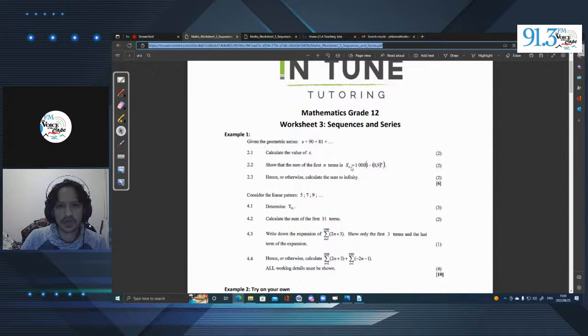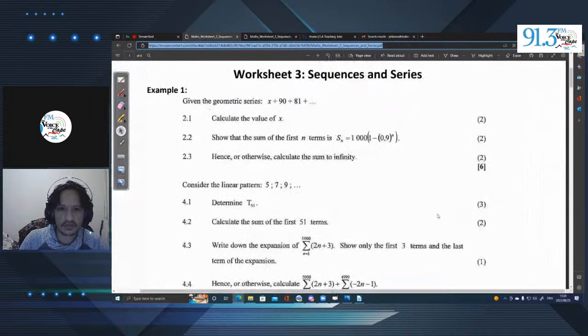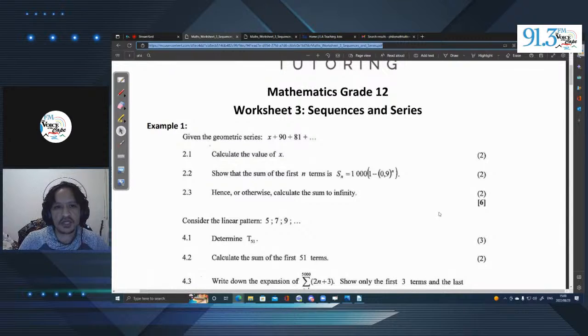So in example 1, we are given the geometric series. I'll just make it bigger, zoom in, there we go. We are given the geometric series x plus 90 plus 81.